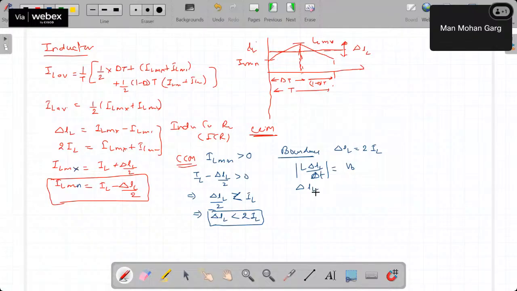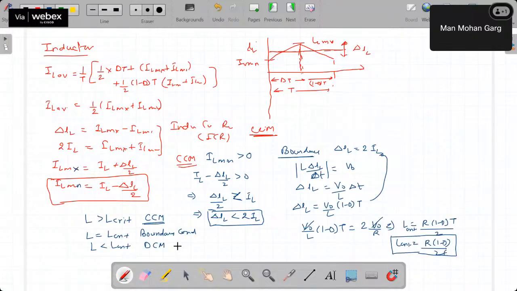If I have L greater than this L critical, then I will have CCM operation. If L is equal to L critical, then I am at the boundary condition. And if I have L less than L critical, then I am in discontinuous current conduction mode. So what we generally do is calculate this L critical, R (1 minus D) upon 2F. The frequency we choose, the duty cycle we know, and this load we know. Then once the L critical value is there, we generally take 5 to 10 times the value of L critical. Then we can design this inductance.